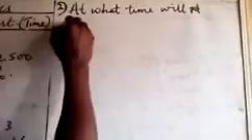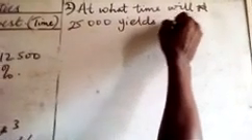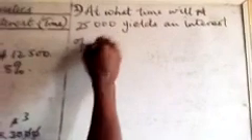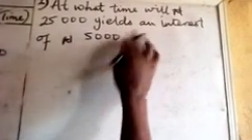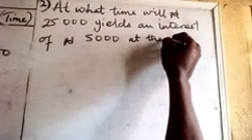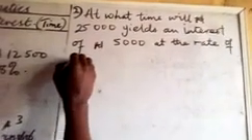Example 2. Okay, number 2. At what time will ₦25,000 yield an interest of ₦5,000 at the rate of 5%? Okay, let's solve this now.